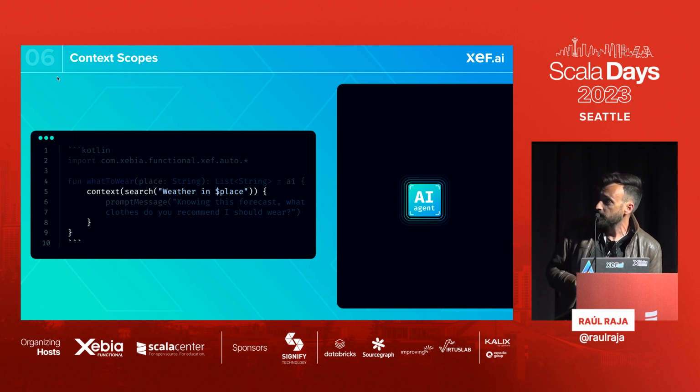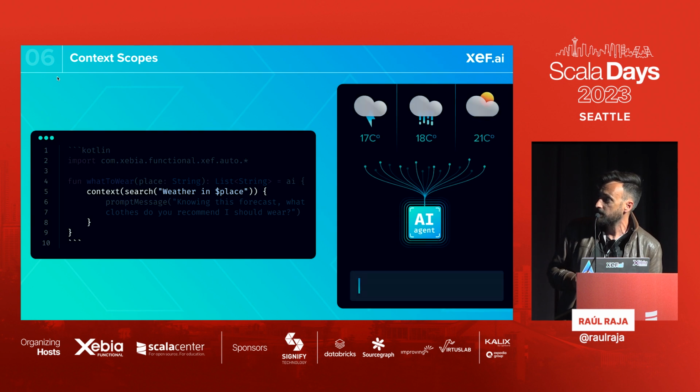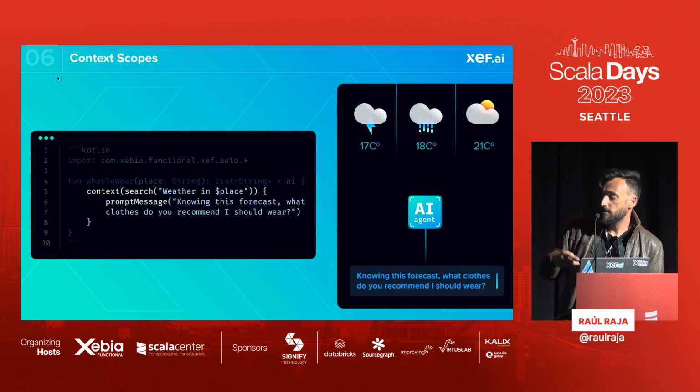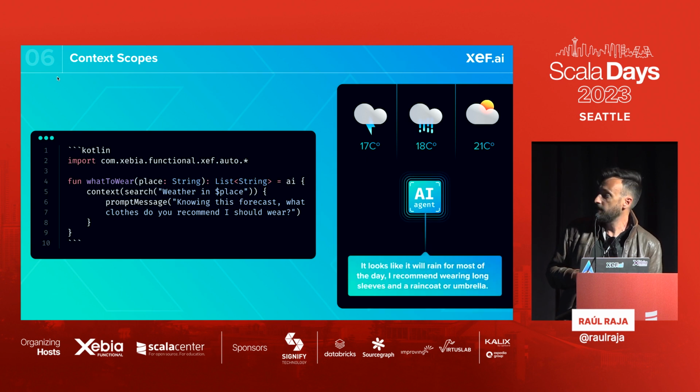In this example, what we're doing is searching for the weather in a particular place. So this search function actually performs an internet search, which then brings some content into the memory of the execution block of the AI. And then whenever we ask the question, hey, knowing this forecast, what do you think I should wear? Then it can bring down from memory, from that context, the relevant documents based on similarity to the kind of question you're asking, and add those documents as prompt in the context to the AI so that it can more precisely solve the kind of problem that you're trying to achieve.